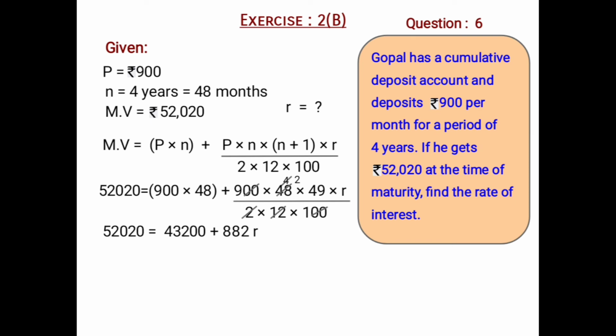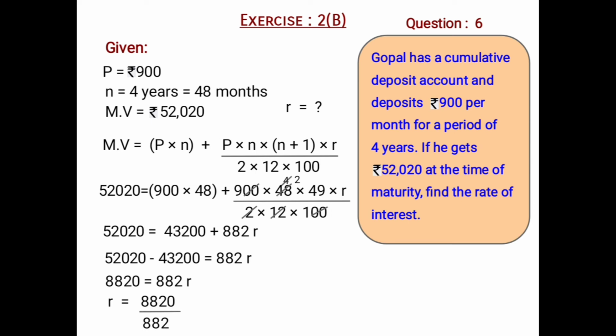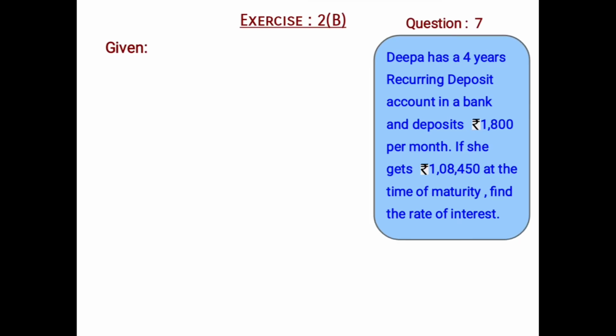Now I am going to bring 43,200 to the LHS side. Therefore 52,020 minus 43,200 equals 882 R. On subtracting this we will get 8,820 is equal to 882 R. Therefore R is equal to 8,820 divided by 882. On dividing this we will get R is equal to 10%. Next we are moving on to question number 7 in the same exercise.